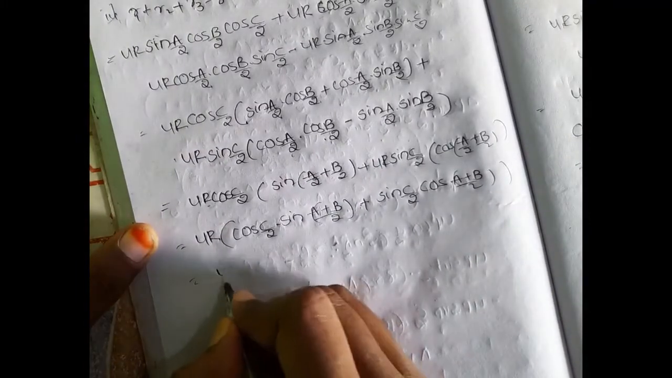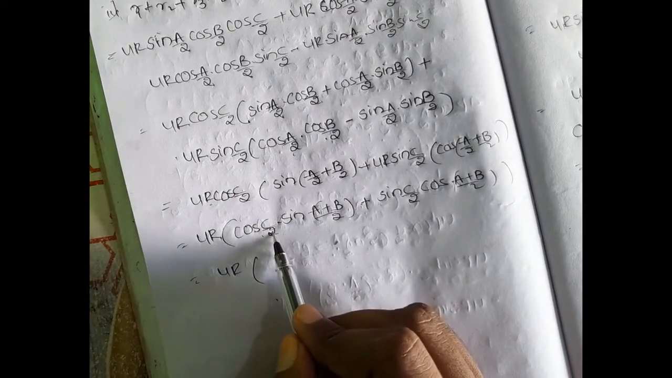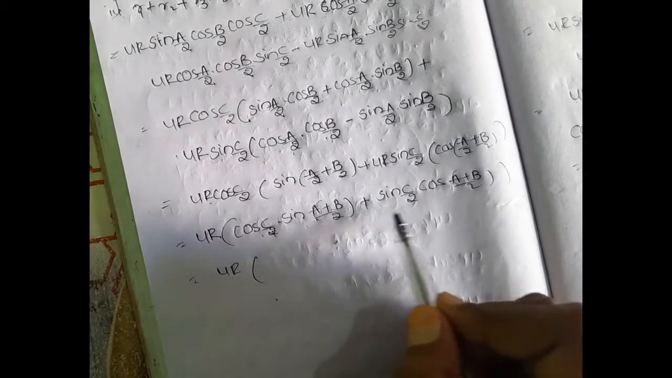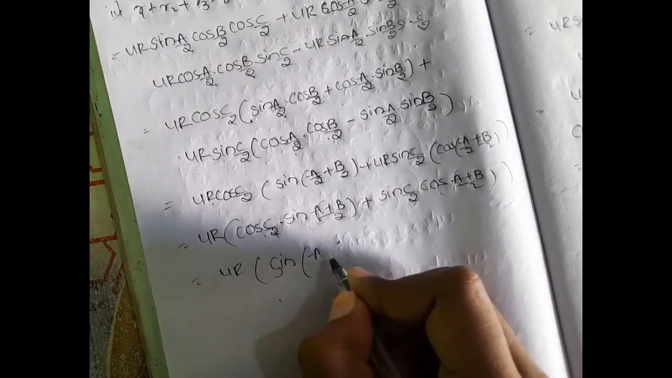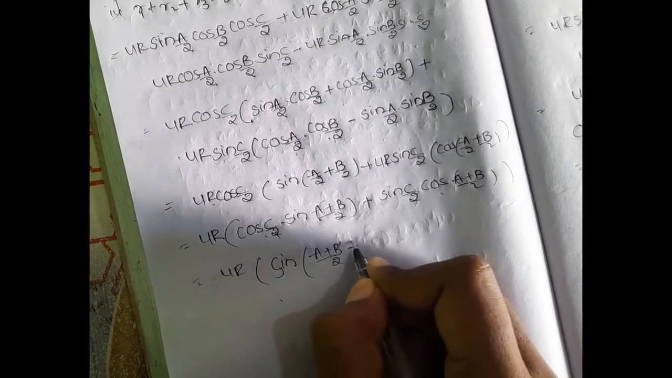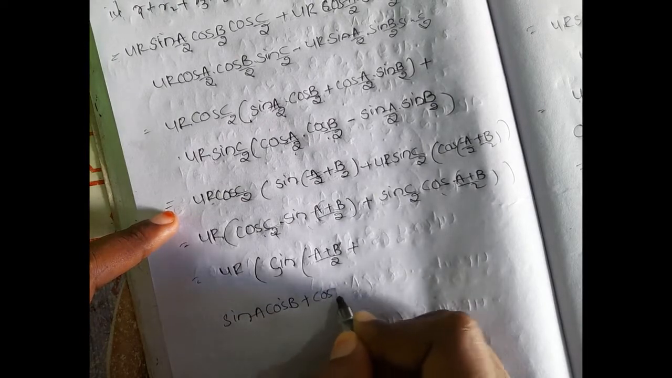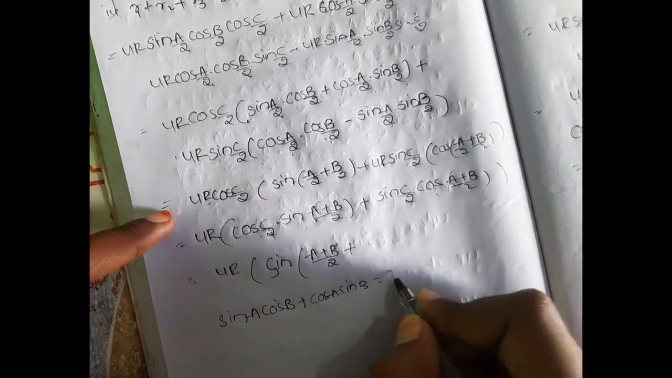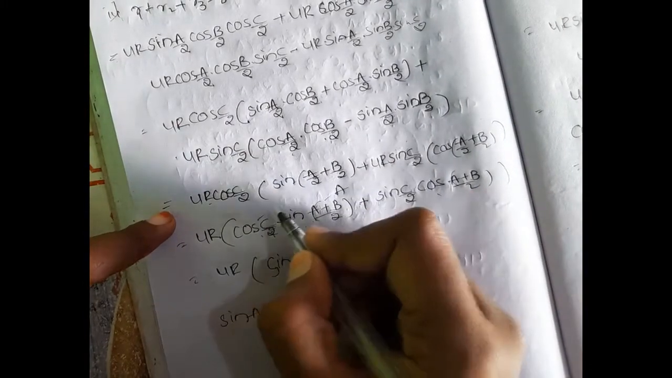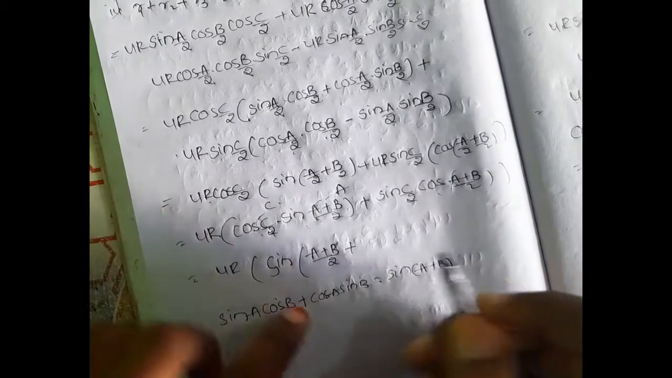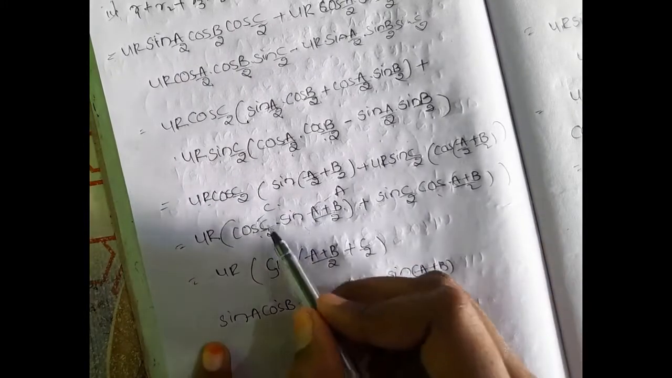Now it is in the form of sin A cos B + cos A sin B. So what is the formula of that? sin(A + B), right? In place of A we have (A+B)/2, in place of B we have C/2.